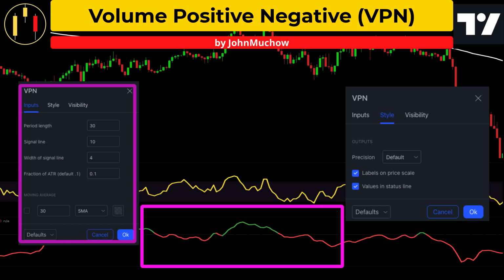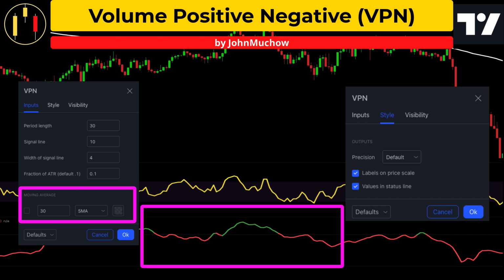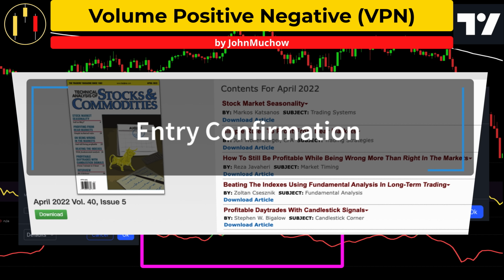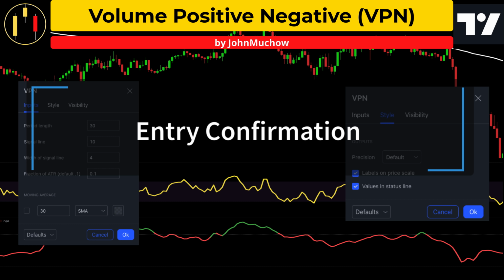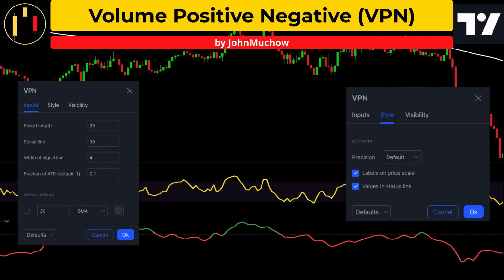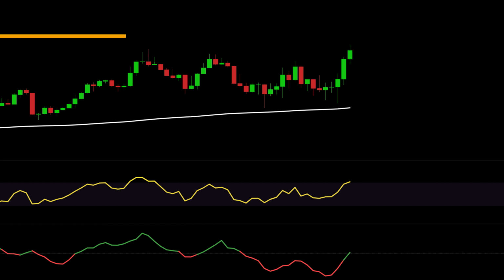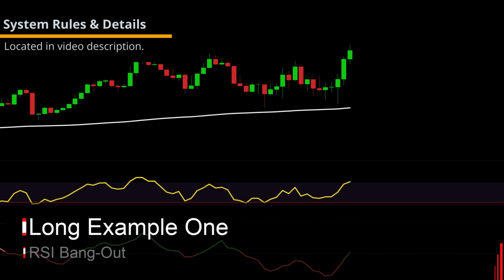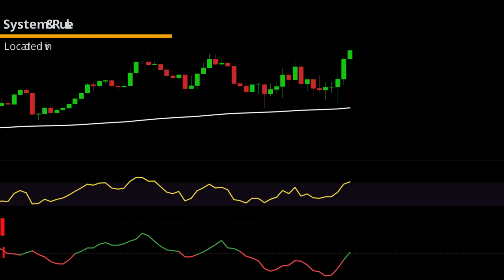The third study is a relatively new indicator called Volume Positive Negative, also known as the VPN. Inputs will be kept at default, and I'm going to hide the moving average from the indicator. The VPN was developed by Marcos Constantinos, who featured it in the April 2021 issue of Technical Analysis of Stocks and Commodities. In this system, the VPN will be used to confirm entry signals. Let's go over entry criteria and review some examples. As always, system rules and details are listed in the description below.